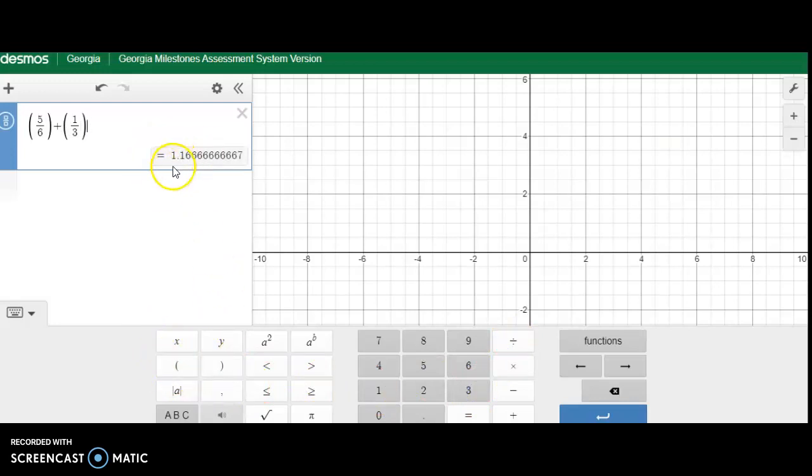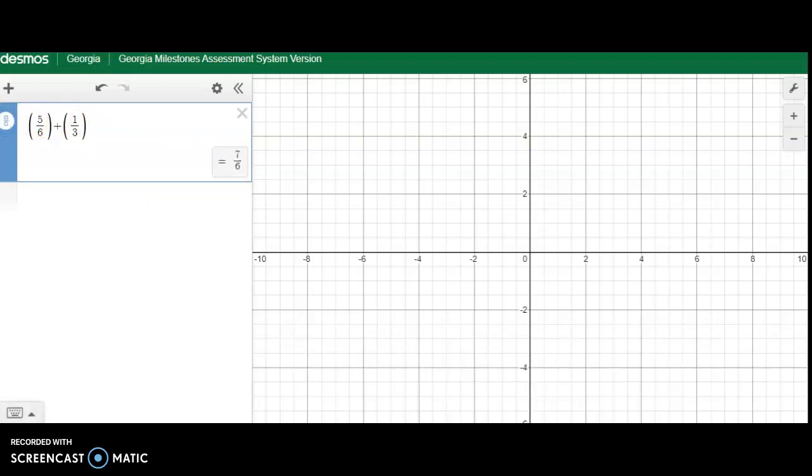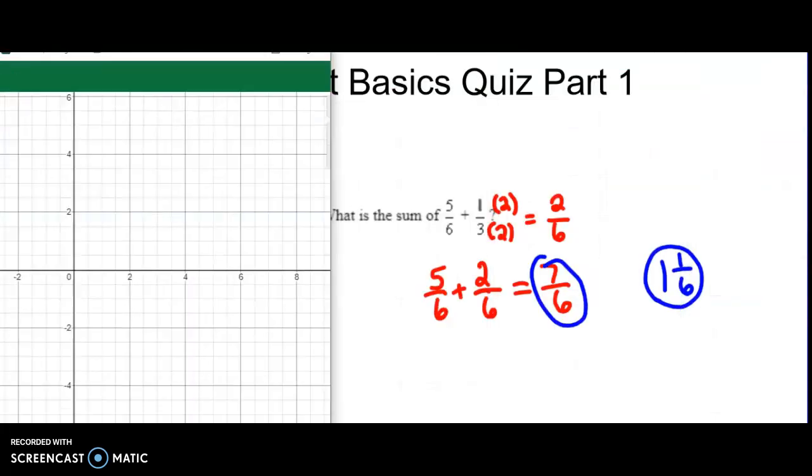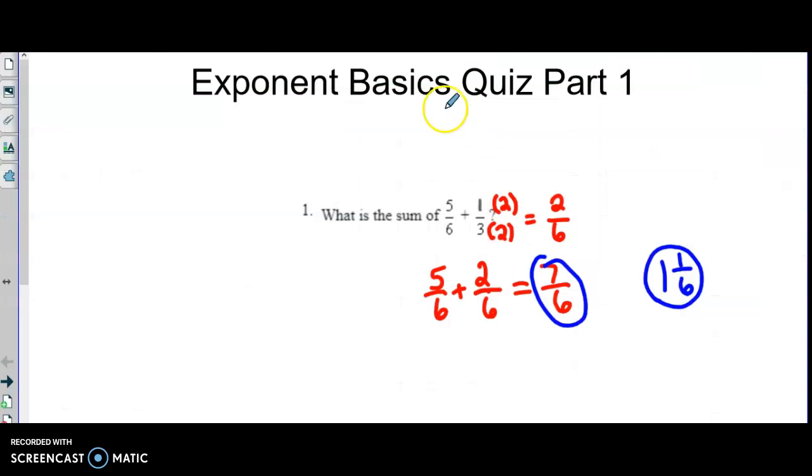So it gives our answer as a decimal, but we probably don't want it as a decimal, so we can convert it to a fraction using that fraction button. So you can get it in Desmos just like you can solve it by hand. Whichever way you're more comfortable, please use.